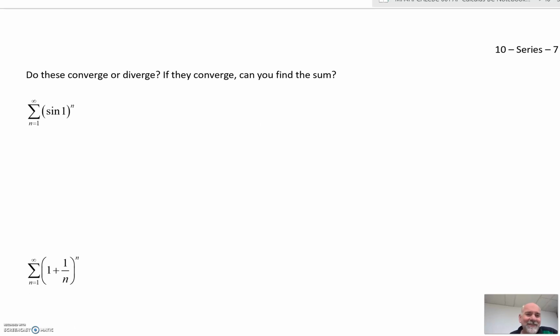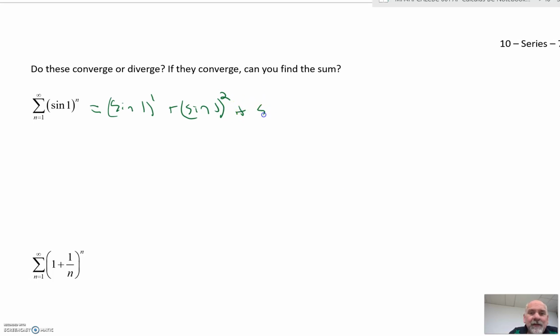Here's the first one, sine of 1 to the n. When you get a series problem, one thing that can be helpful is to take a moment and write out what the series is, just so you can see the terms. So this is sine of 1 to the 1, plus sine of 1 to the 2. Remember, 1 is 1 radian, around 57 degrees, so it's some decimal. Sine of 1 to the 3rd, and so on. Does this converge to a number?